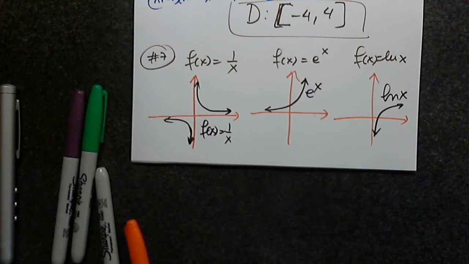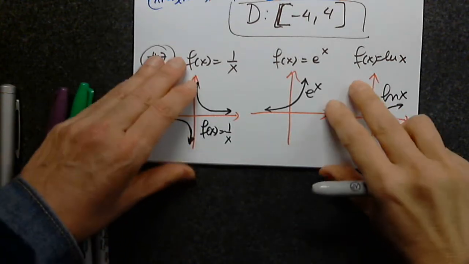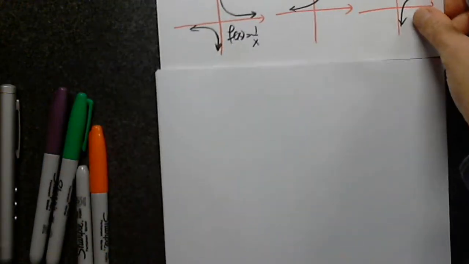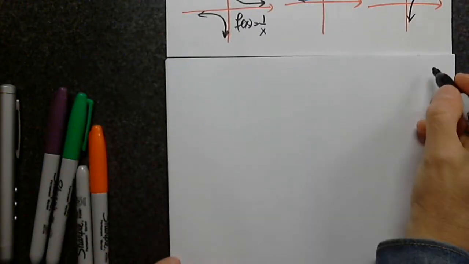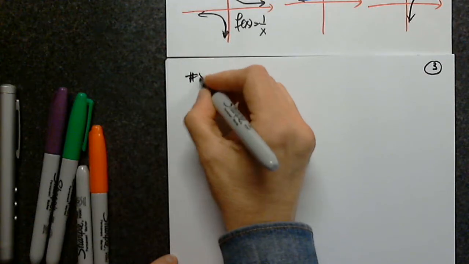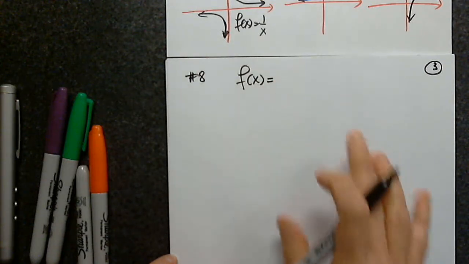So now if I ask you what is the limit of natural log as x approaches 0 from the right? Negative infinity. Perfect. 0 from the left? Right, the function is not there. And what about the limit as x approaches infinity? Correct. Okay, the next one is number 8. And here's the notation for this function.